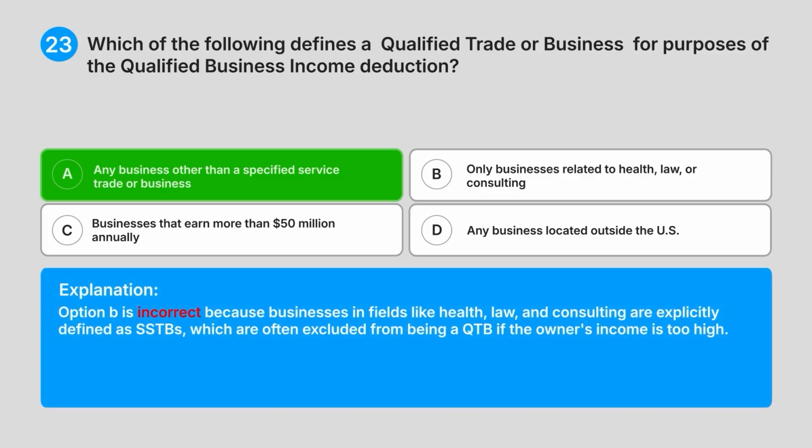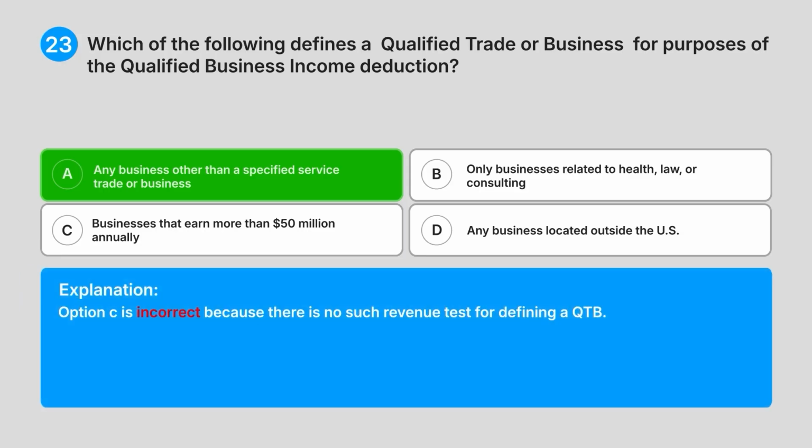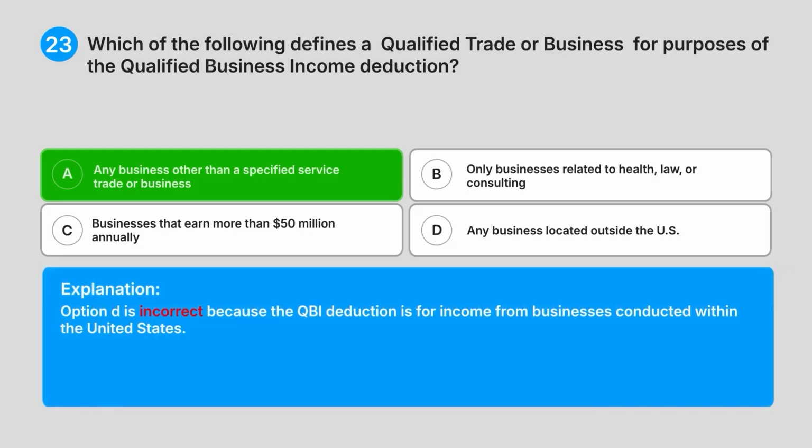Option B is incorrect because businesses in fields like health, law, and consulting are explicitly defined as SSTBs, which are often excluded from being a QTB if the owner's income is too high. Option C is incorrect because there is no such revenue test for defining a QTB. Option D is incorrect because the QBI deduction is for income from businesses conducted within the United States.